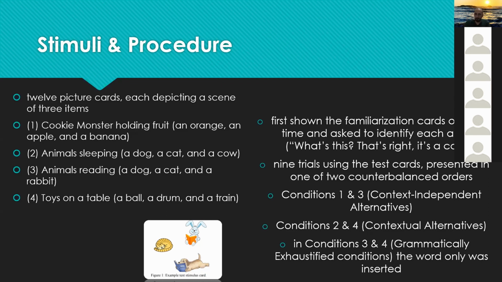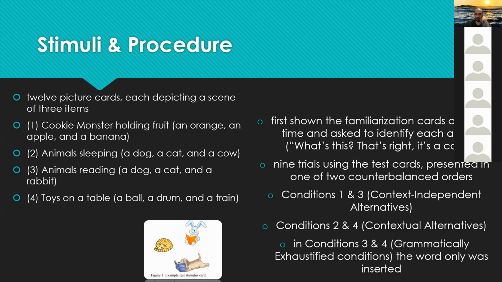And they created 2 versions of each scene. One in which all of the 3 items share the property, for example, Cookie Monster is holding all of the 3 fruits. And one in which only 2 of the 3 items share the property, for example, Cookie Monster is holding 2 fruits and 1 is on the floor.